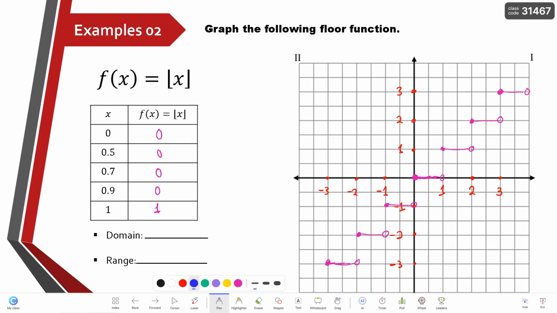And the idea of the domain, we already explained that it's all real numbers and the range is all integers like before, as we use the idea of moving over the x-axis and over the y-axis.